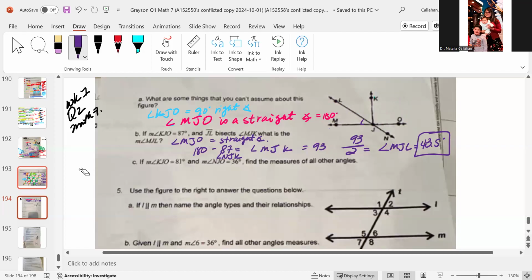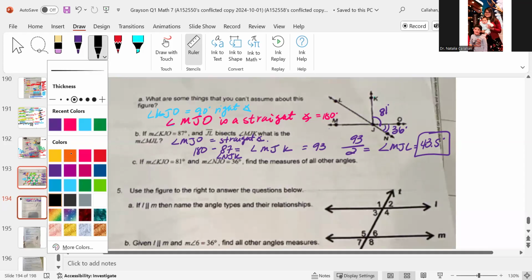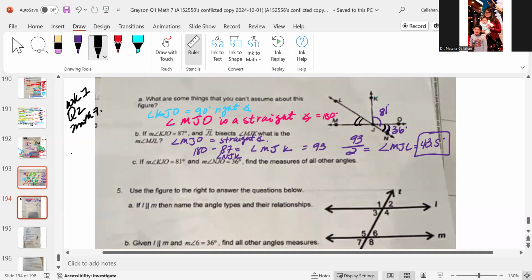If KJO right here is 81 degrees, and NJO is 36. So that's 36. Find the measurement of all the other angles. If this angle here is 36, you see how these two angles are vertical angles right there? So that angle is 36, this angle is 36. Do you see that?